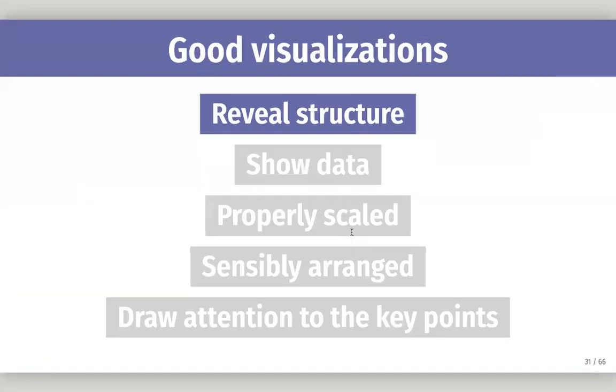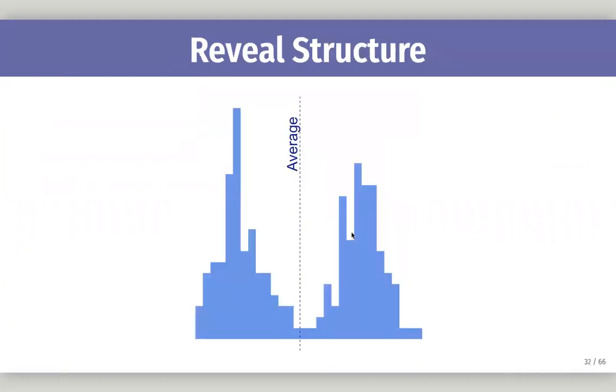Great. So good visualizations reveal structure. What do I mean by this? Here is a plot where if I just used a summary measure, like the average, I would see an average right here in the middle. But by looking at the actual histogram of the data, I get an idea that this average is a meaningless piece of information. In fact, the average is where the least amount of data sit in this data set because it's bimodal, or it has two distinct distributions. This is what I mean when I say reveal structure.